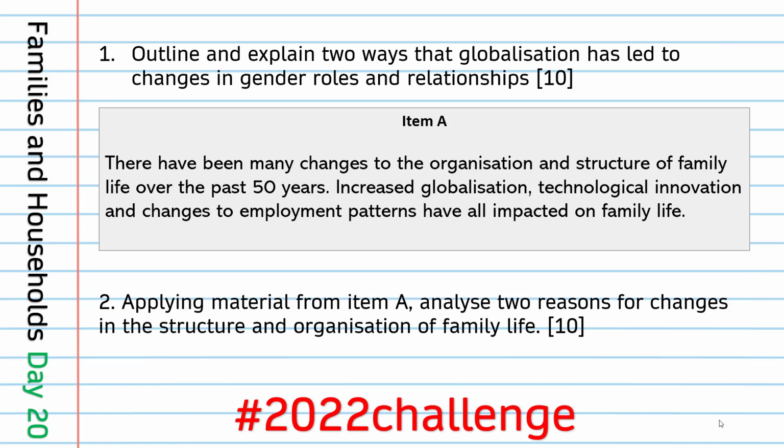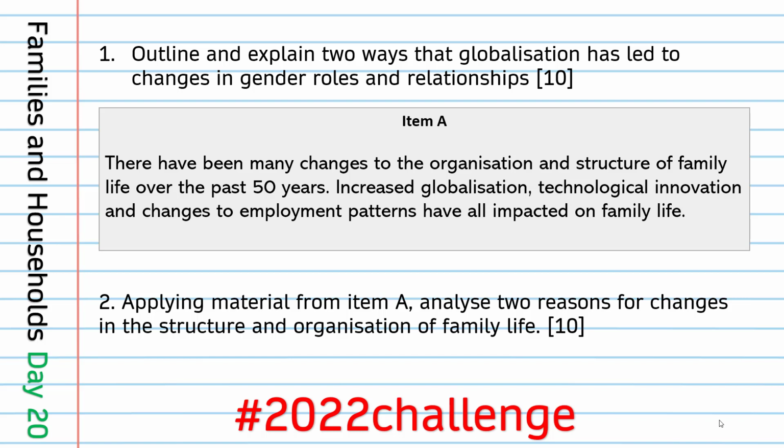Day 20, which will be coming out very shortly: outline and explain two ways that globalization has led to changes in gender roles and relationships. A lot of that will probably be centered around work and the transmission of norms and values, particularly transmission of norms and values around feminism and more equality within relationships. And item A: there have been many changes to the organisation and structure of family life over the past 50 years. Increased globalisation, technological innovation, and changes to employment patterns have all impacted on family life.